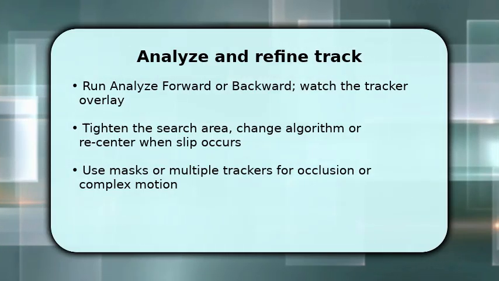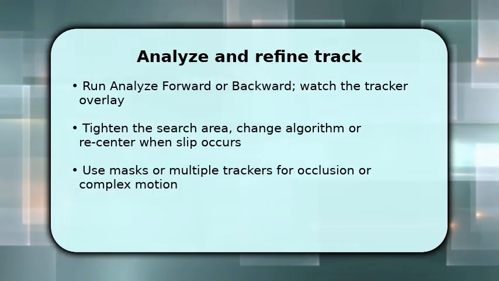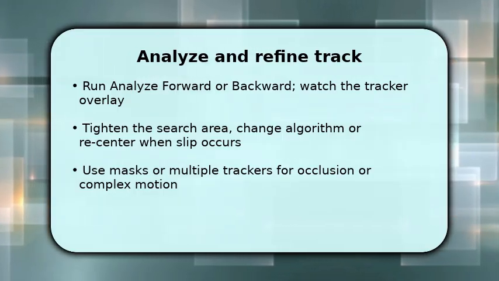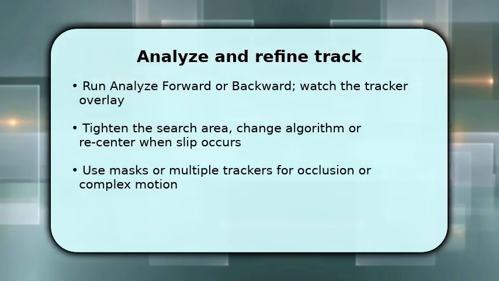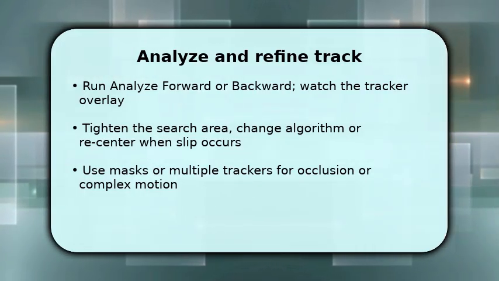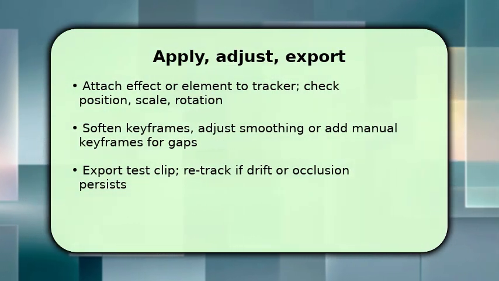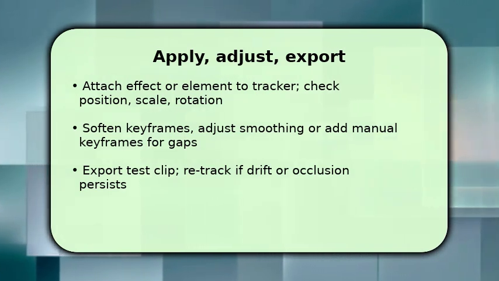This improves accuracy. For complex moves or occlusions, add a second tracker or apply a mask to exclude confusing background elements. Make sure to switch interpolation types if the motion is fast or shaky, because different modes handle rotation, scale, and skew differently. Once the track is solid, attach your effect, title, or image to the tracked point and verify position, scale, and rotation across the whole clip.